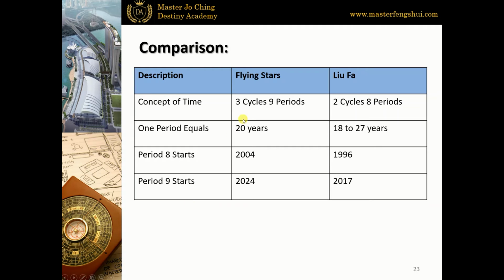So if you want to compare the difference between Flying Star and Liofa, a quick one, the concept of time. Flying Star uses 3 cycles, 9 periods; Liofa uses 2 cycles, 8 periods. One period is 20 years, whereas Liofa ranges from 18 to 27 years. Period 8 for Flying Star starts in 2004, whereas Liofa is 1996. Period 9 starts in February 2024 for Flying Star, whereas Liofa has already begun in 2017. So you can see that Liofa, in terms of the period number, actually comes earlier.